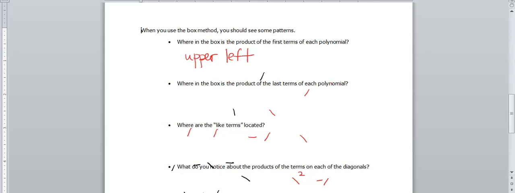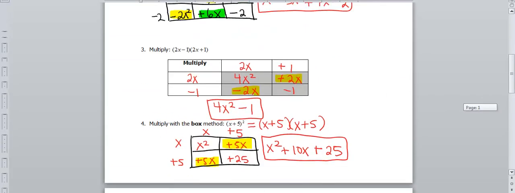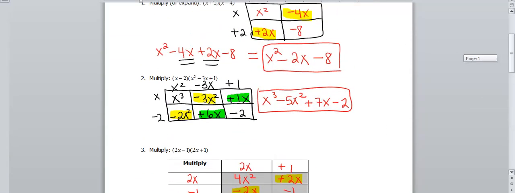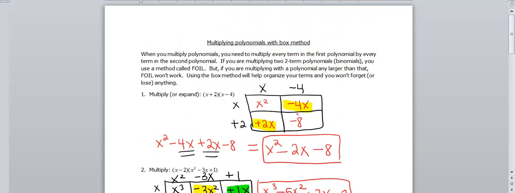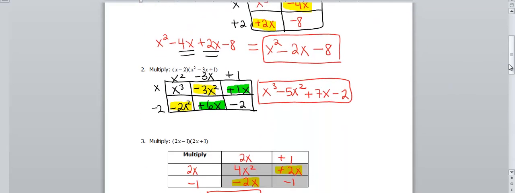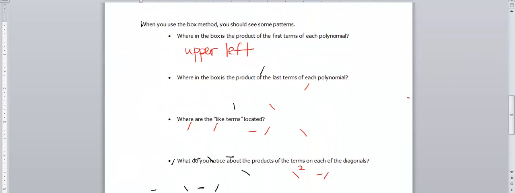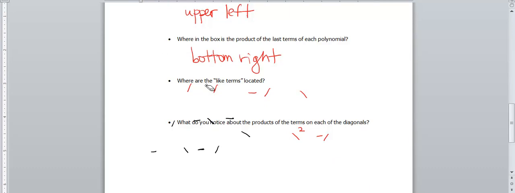Where in the box is the product of the last terms of each polynomial? Okay, so I've got last term, last term. So that went down here. Last term, last term, that went down here. Last term, last term, that went down here. So I think I'd call that the bottom right. Where are the like terms located? Well, I think I emphasized that enough. Those are located on the diagonals.